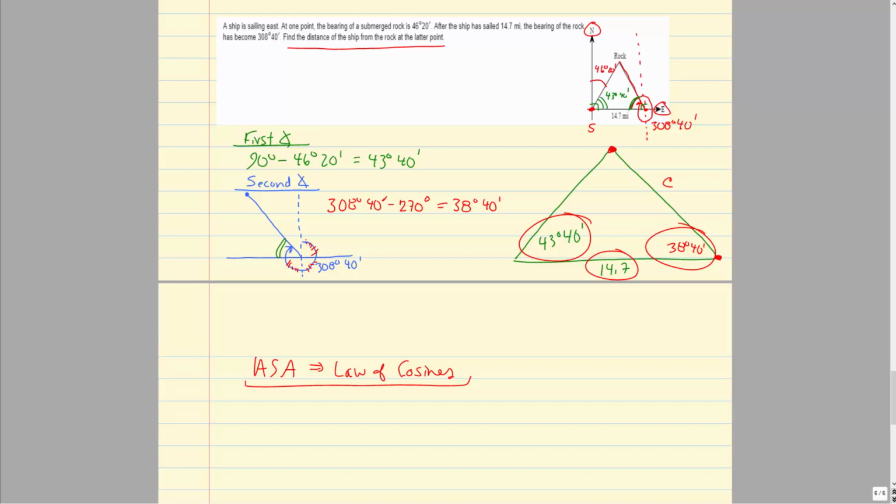One of the things I want to make sure that I do is set up a lot of different types of problems for you so you don't get stuck. So if you solve for this, we are going to get C equals 10.2 miles. So when you get done, you'll get C equals 10.2.